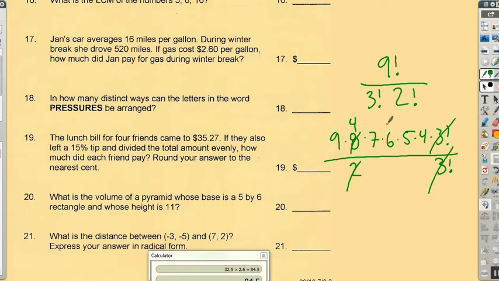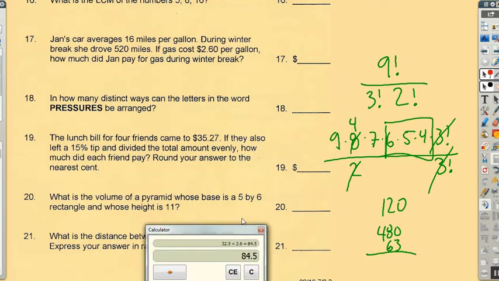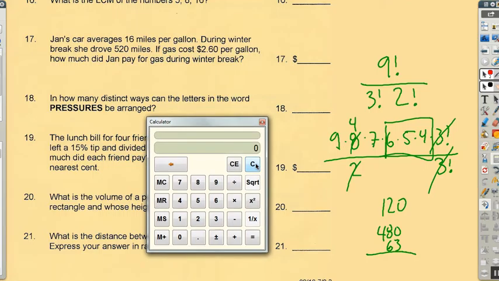All right, so this piece right here is going to be 120. Times 4 is going to be 480. 480 times 63. And here we go. You know what? You probably don't want to watch me do this. So I'll do it on the calculator. 480 times 63. Ta-da!